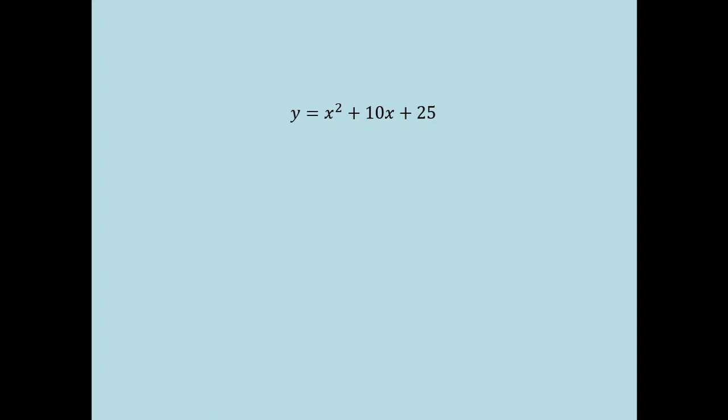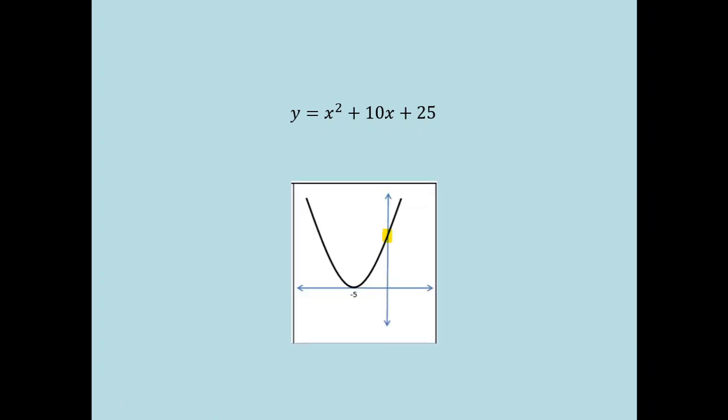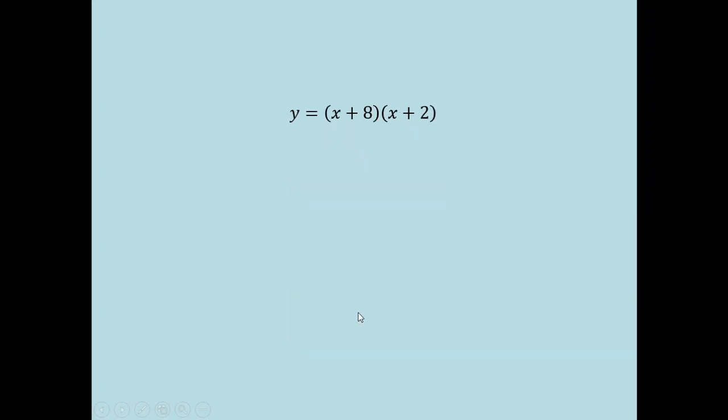Right, next I've got an expanded quadratic again. I know it's going to have a positive shape, and I know it's going to have a y-intercept of +25. If I complete this square, I can see that the root is at the vertex. When x is equal to -5, y is going to be equal to 0. That's point (-5, 0).